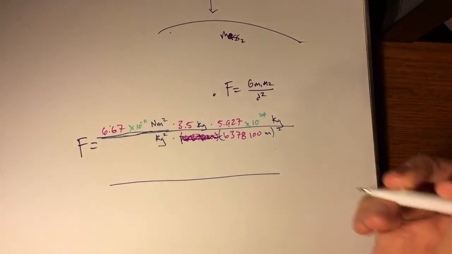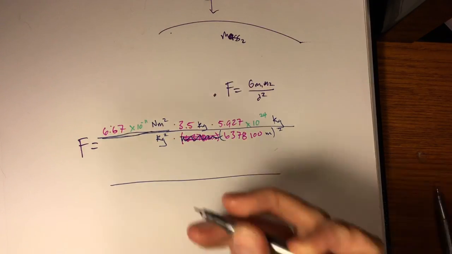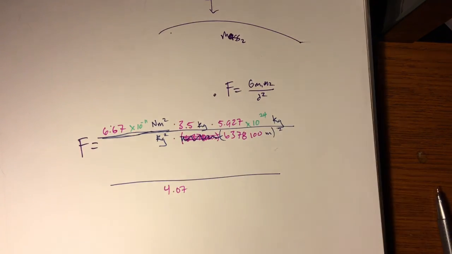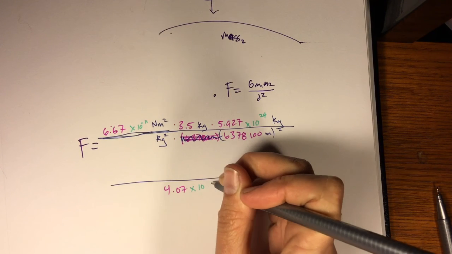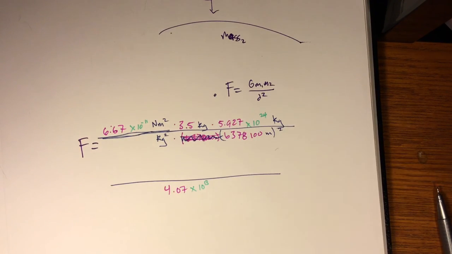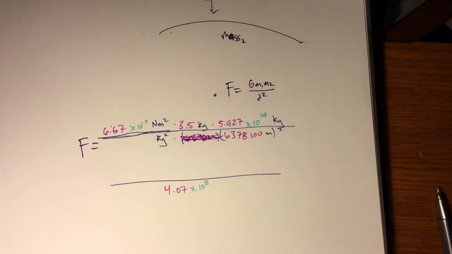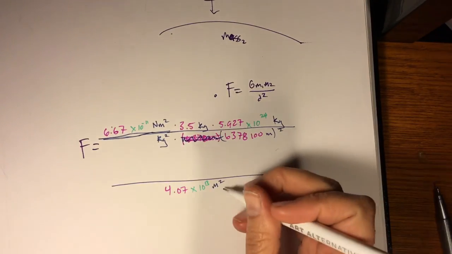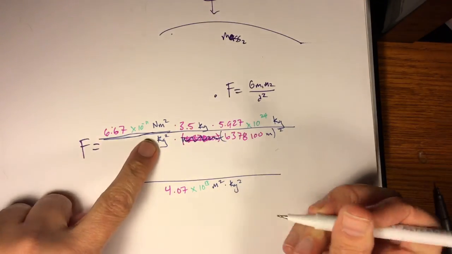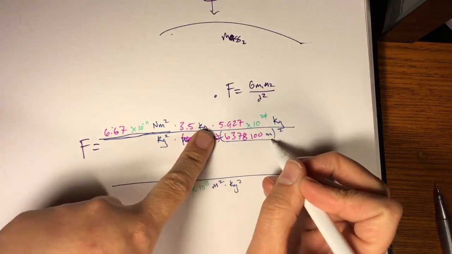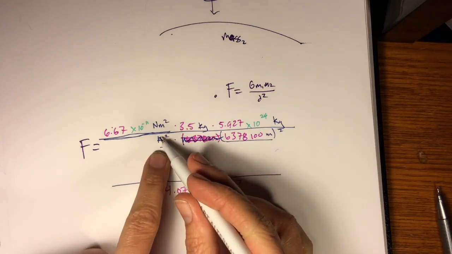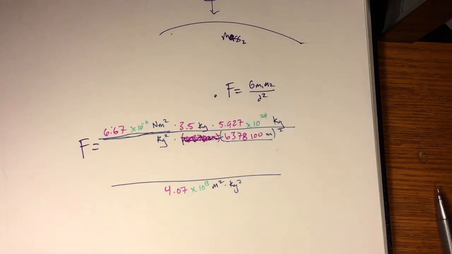You'll notice that if you put that in your calculator, you get 4.07 times 10 to the 13th, except your calculator says E. Remember, we don't believe in E when we're writing it. And remember, we have a unit of meters squared now, and we also already had kilograms squared from here. So I end up with 4.07 times 10 to the 13th meters squared, and then the kilogram squared that was here. That's what the bottom looks like now.